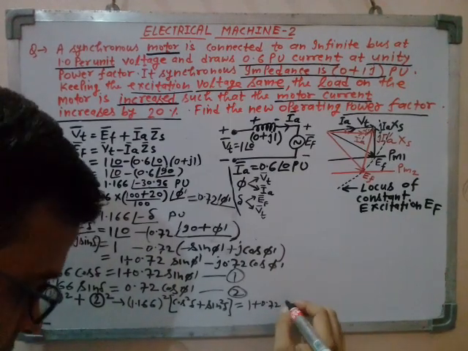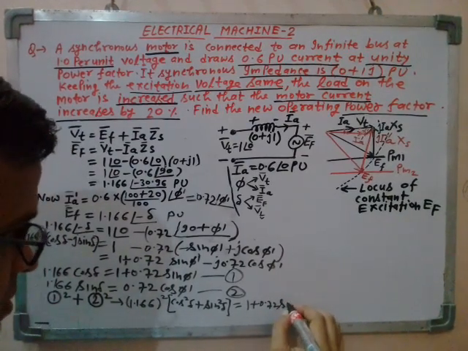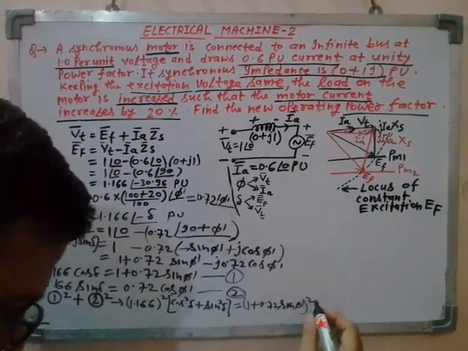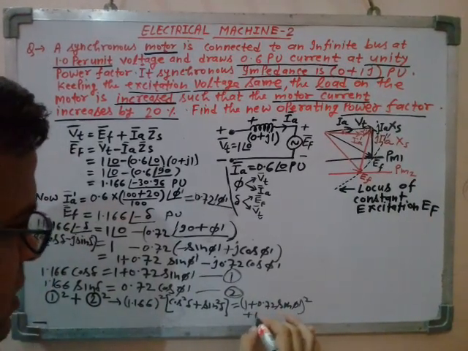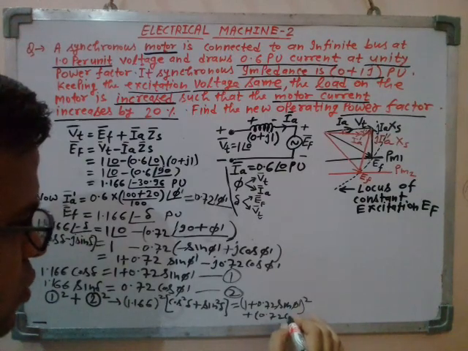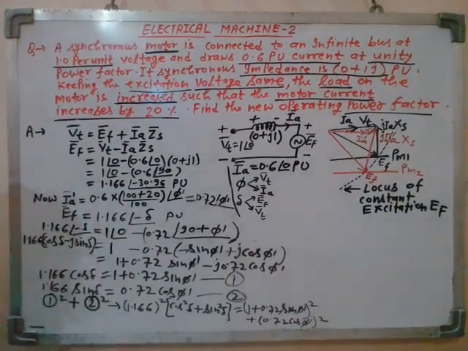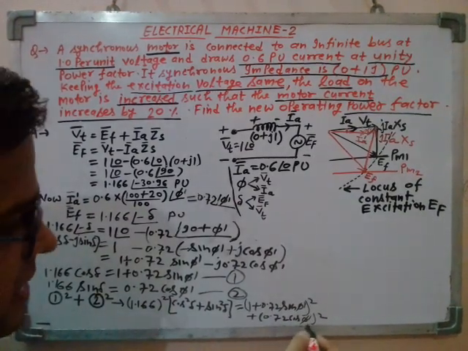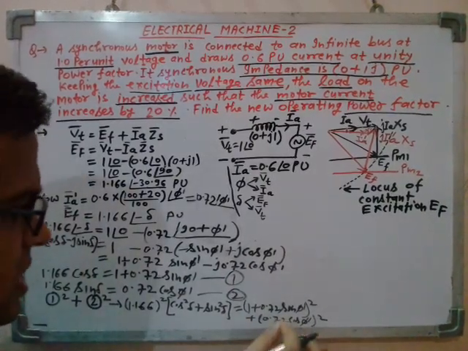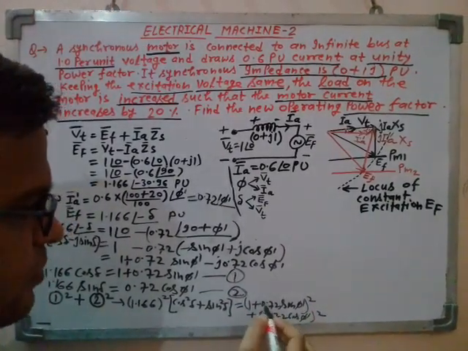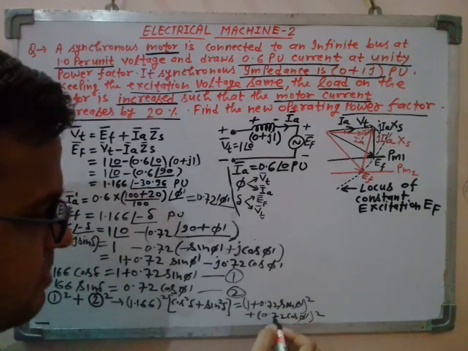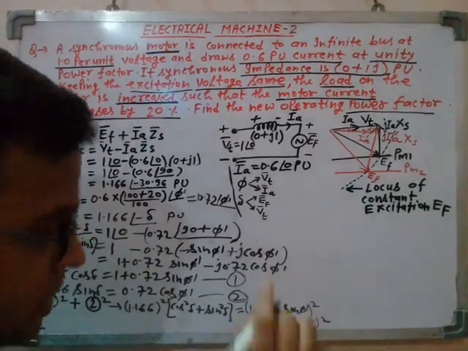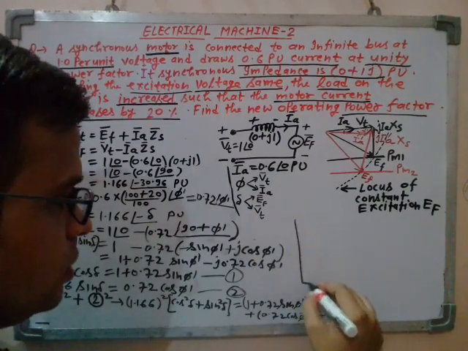So that means you can write (1 plus 0.72 sin phi dash) square, plus (0.72 cos phi dash) square, right? Is it visible to you? Now see here, when you open this square, you will get 0.72 square sin square phi dash plus 0.72 square cos square phi dash. Again, sin square phi dash plus cos square phi dash would be 1, right? So you can solve this further.